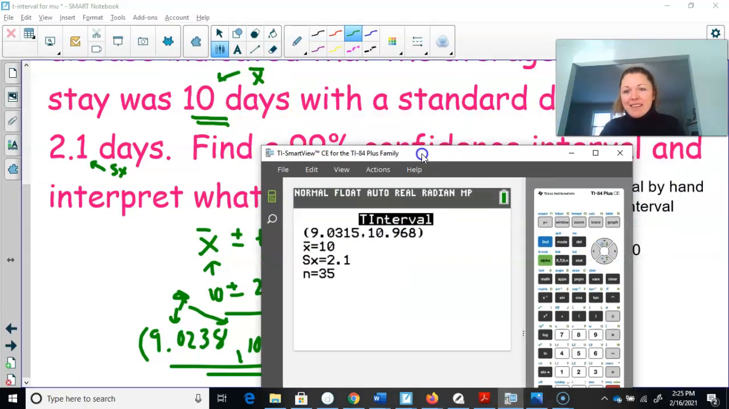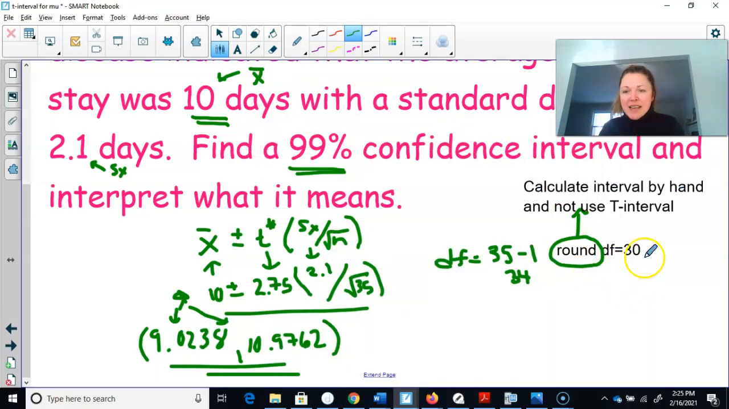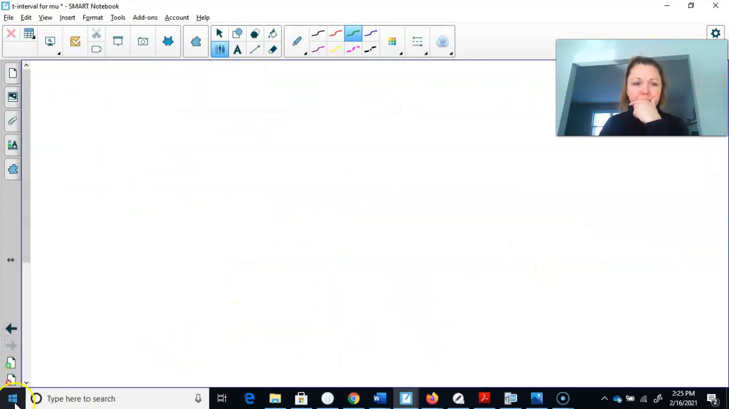That's why, when you're rounding your degrees of freedom, just do it by hand. Or you could go into the calculator and say my sample size was 31, if you want to do it another way to get the perfect one, that's fine as well. But the overall lesson from this slide is: when you have to round, calculate the interval by hand. Don't use the T interval, because the math does not work out perfectly.